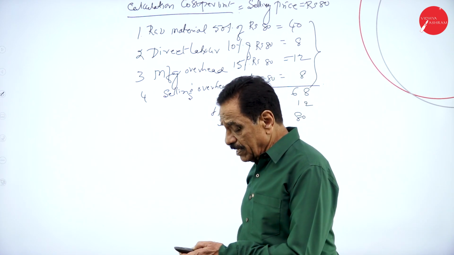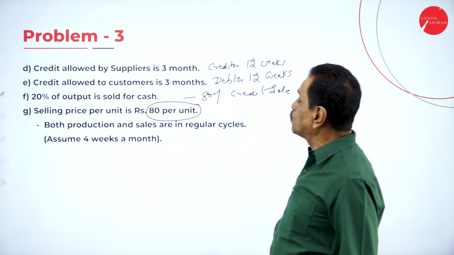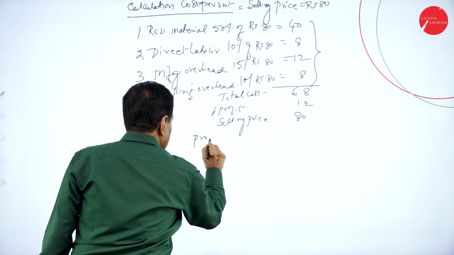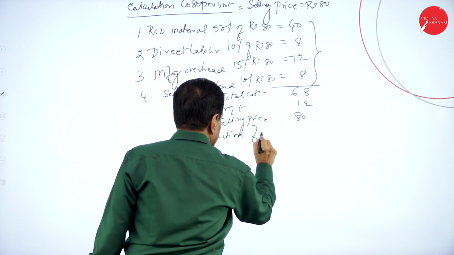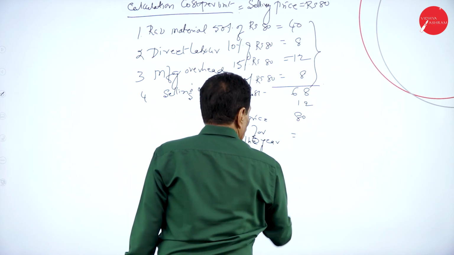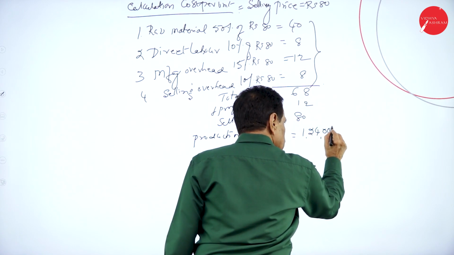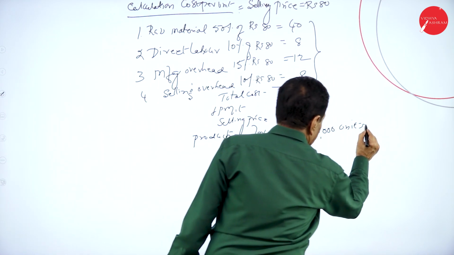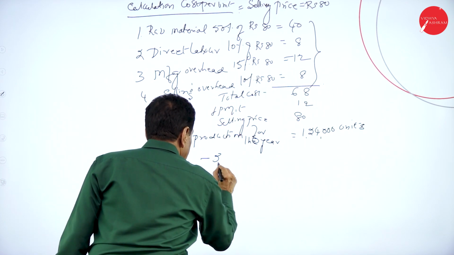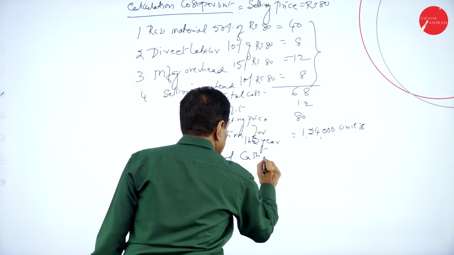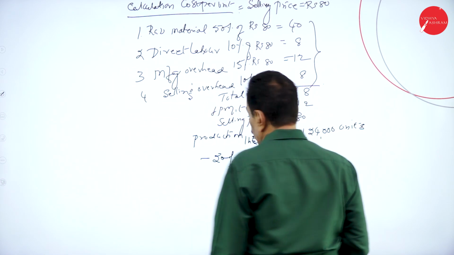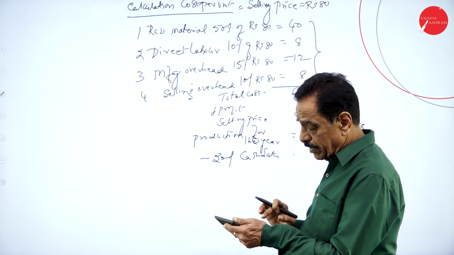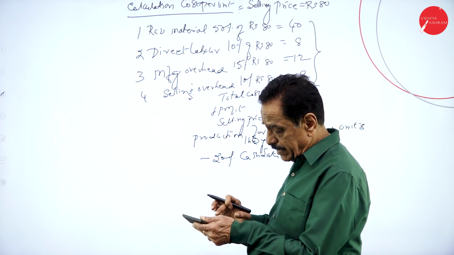Then, regarding the sale, the problem says 20% of output is sold for cash. What's your total production? Production for the year is 1,24,000 units, minus 20% cash sales. So 1,24,000 into 20 divided by 100, that is 1/5 of this.